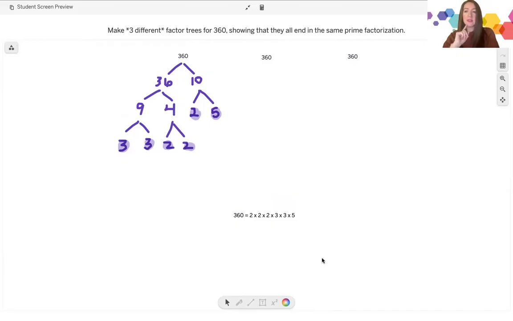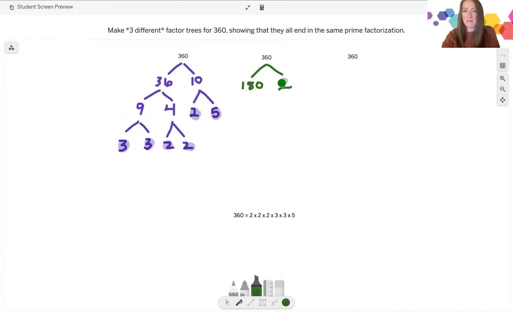Now, I'm going to take a different pathway for my next factor tree of 360, and I should end up with the exact same prime factorization. Let's see if it happens. We sure hope it does. 360, well, I could just cut it in half. I happen to know from thinking about degrees that 180 times 2 is 360.